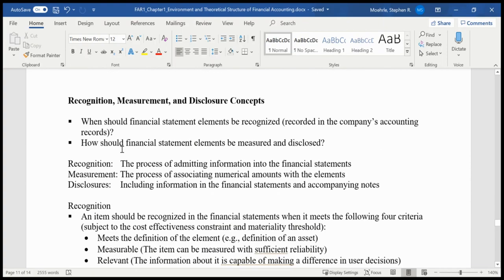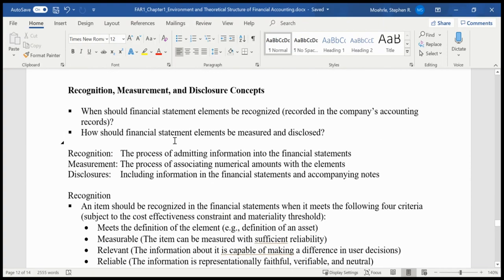Okay, let's look at recognition, measurement, and disclosure concepts. When should financial statement elements be recognized? That is to say, recorded in the company's accounting records. How should financial statement elements be measured and disclosed? Okay, those are the questions we're asking.